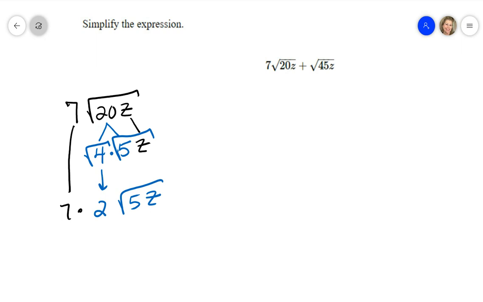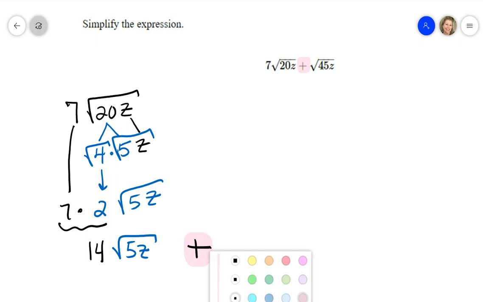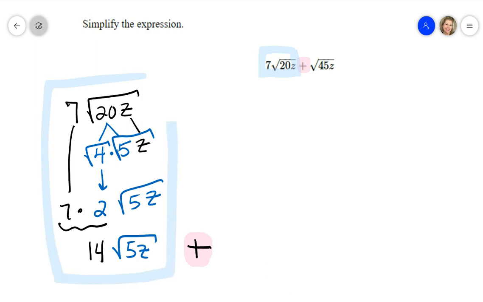Now, once you take the square root of the 4 and get the 2, he is now out from under the radical, and he is free to start hooking up with the 7. And now I'm going to take 7 times 2, and that's 14, but I still have the square root of 5z. That's the first one. Now, I still have this plus sign right here. Here's this plus sign. That's this plus sign. So, all of this right here is what I did to this, simplified it.